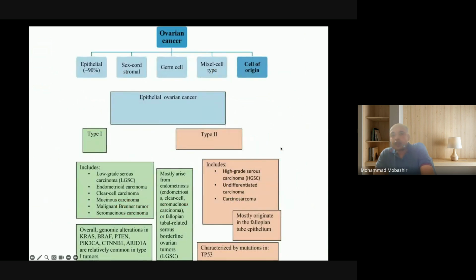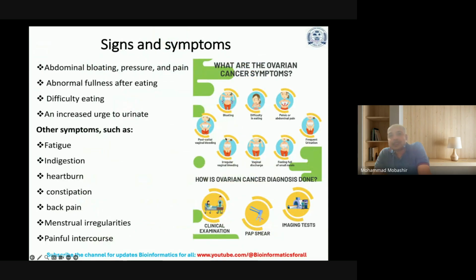Now, ovarian cancers, if you summarize in one picture, like the cancer types, and then second, type 1 and type 2, as I discussed, they can be summarized here, the three types as well as these two subtypes. Now, signs and symptoms. This is very important, which is required for cancer awareness. For example, what are the possible signs and symptoms?